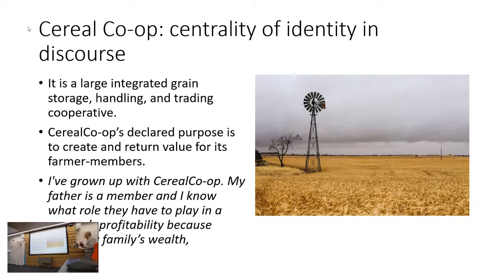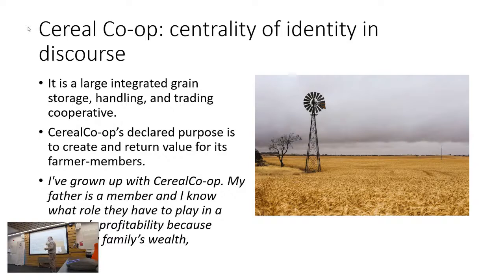A large integrated grain storage, handling and trading cooperative. Basically, they take grain from the fields, put it on trains, carry it all the way down to a port, and then ship it from West Australia to the world. Their members are farmers, and for their membership the organization does this for them: they handle the grain from the field to the train and then to the ship. They have a declared purpose, which is to create and return value for its farmer members. This is directly taken from their documents.